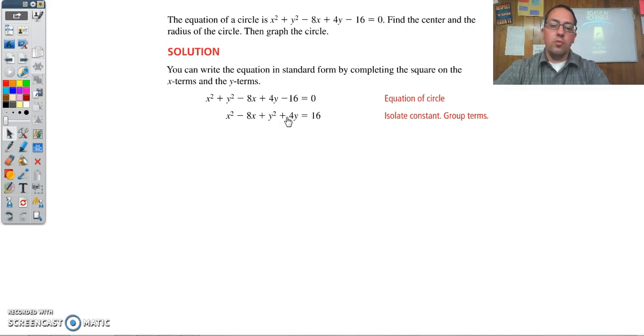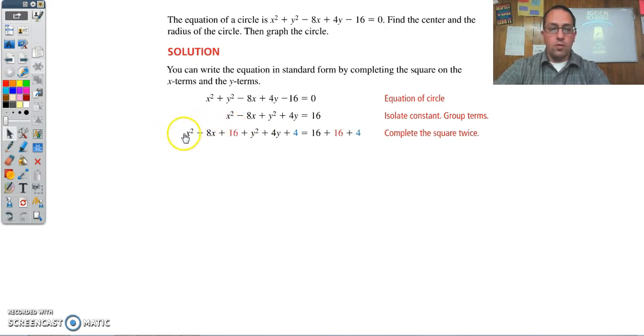For those of you who don't remember how to complete the square, basically all we have to do for the x's, we take this -8x and we divide -8 by 2 and then square it. So -8 divided by 2 is -4, squared is 16. We're going to do the same thing with the y term right here. So 4 divided by 2 is 2, squared is 4. And we add the 16 in, we add the 4 in, and we do it to both sides. So we add 16 to both sides of the equation, we add 4 to both sides of the equation.